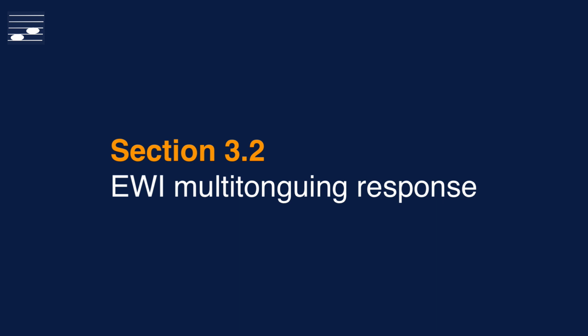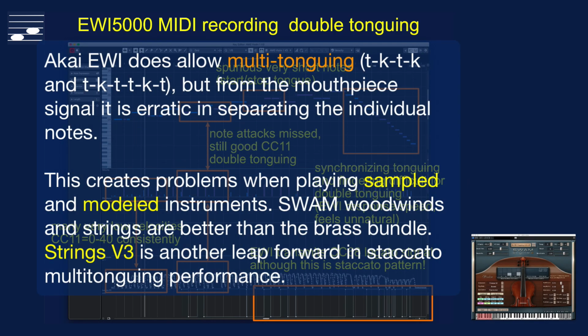One of my gripes while playing EWI is performing the multitonguing technique. Although it is possible to apply double and triple tonguing, the instrument mouthpiece signal is unreliable and does not identify separate staccato notes. This affects both sample and model-based instruments.